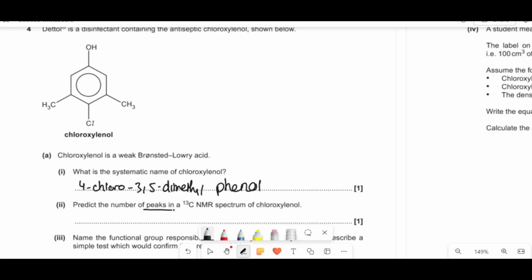Now it says predict the number of peaks in a carbon-13 NMR spectrum. The number of peaks is the number of carbon environments. So you've got to look at every single carbon bit by bit and see how many you end up with. This carbon is unique on its own, so there's 1. This carbon's different to this one, but they're the same on either side, so we have 2. Here we have another carbon, which is identical to that, so that's our third environment. Here we have a fourth environment, which is different to all these others. And here we have a fifth carbon that's different to all the others, but it's the same as this. So the carbon environments tell us the number of peaks, which is 5.